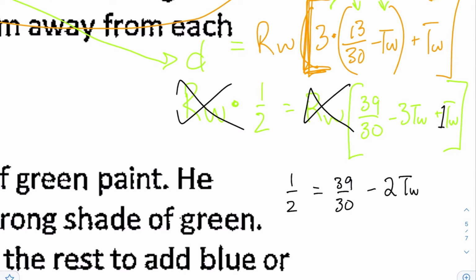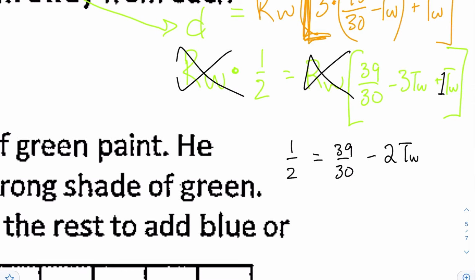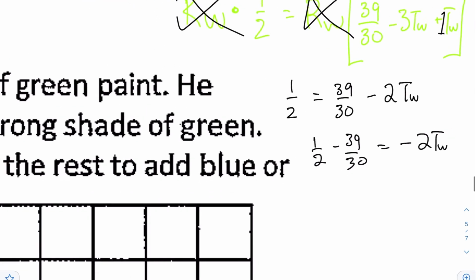And from here, you can add 2 times TW on the other side, or you can also subtract 39 over 30 on both sides. So you have 1/2 minus 39 over 30 is equal to negative 2 TW. And 1/2 is really 15 over 30 minus 39 over 30. And that gives you a numerator of negative 24 over 30 equal to negative 2 TW.